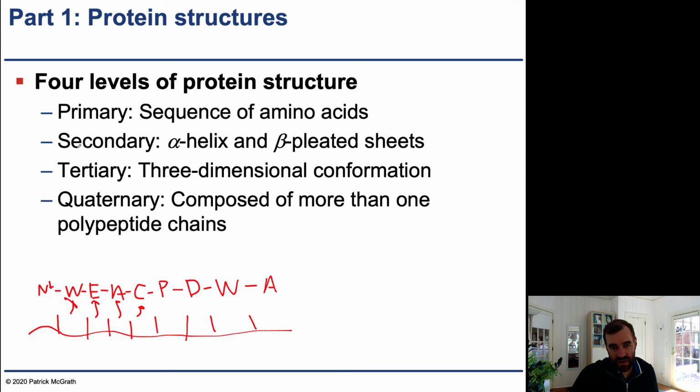For the secondary structure, now we're talking about the alpha helix and beta pleated sheets that are in the protein, and we'll talk in a second about what exactly those are. The tertiary structure is the exact 3-dimensional conformation. These proteins do not exist as a single chain. They end up folding into very characteristic shapes.